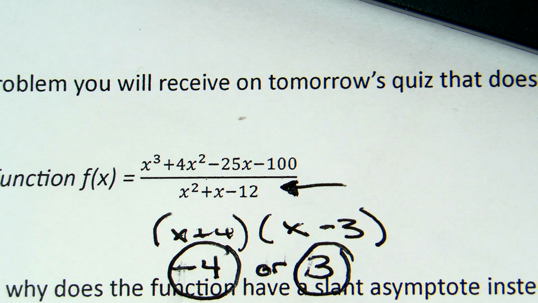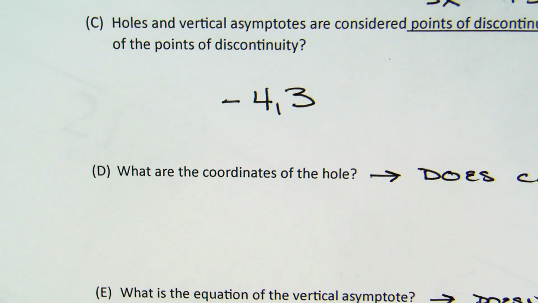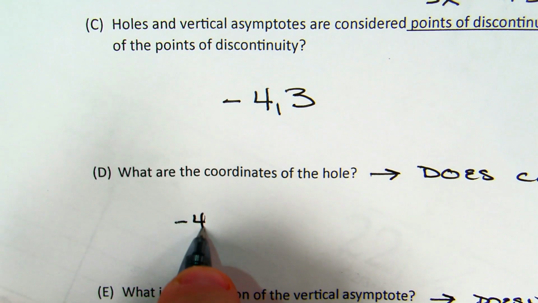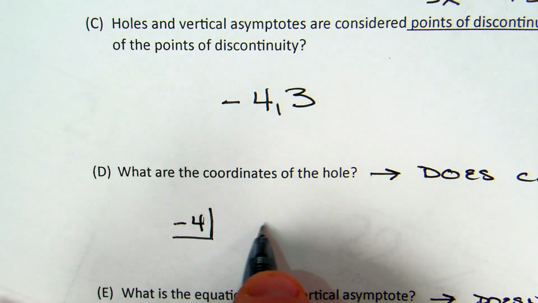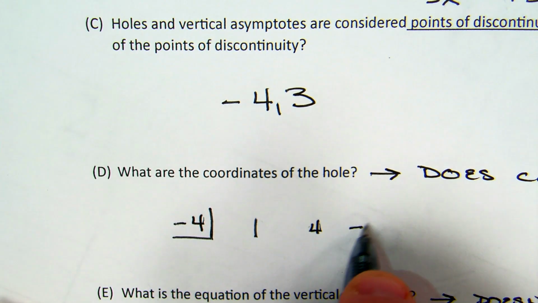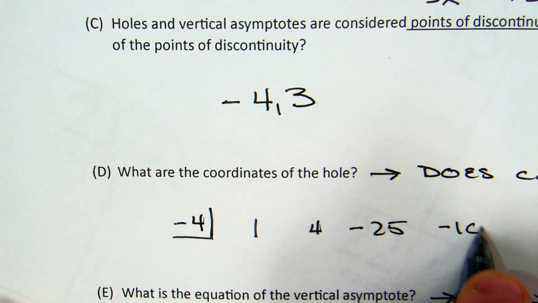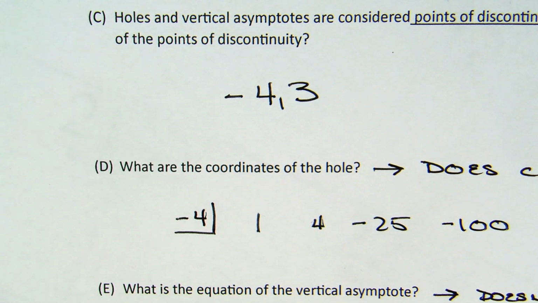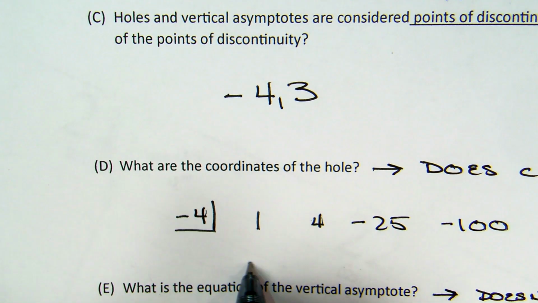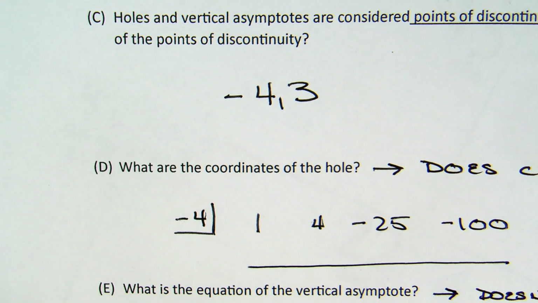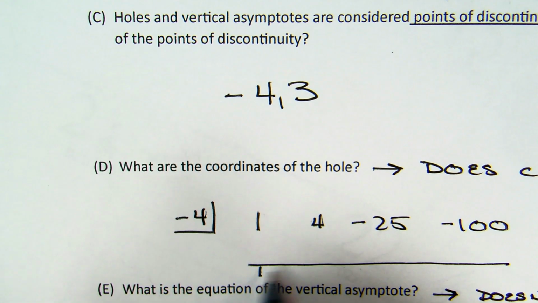That makes sense? So now I'm going to do my synthetic division, but I don't have to do all that guesswork because I know my root is what? Negative 4. 1, 4, negative 25, negative 100. Does everybody follow where those numbers come from? Your coefficients and your constants. What number do I bring down automatically? 1.